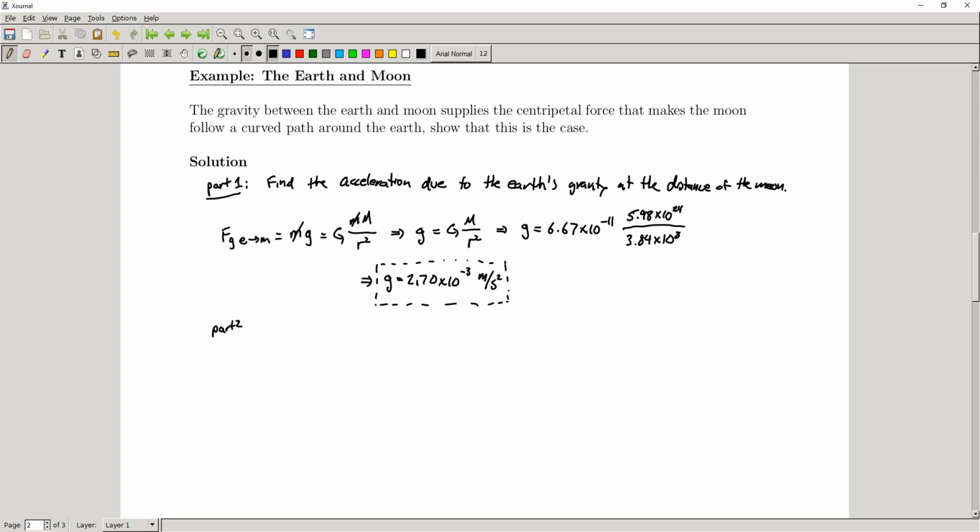So part 2, we are going to want to calculate the centripetal acceleration, which we know is equal to v squared over r, which we also know is equal to r omega squared. And in this case, we're going to use the second equation. So we want the centripetal acceleration that's necessary to keep the moon rotating around the Earth, right? And so, what do we know? Well, we wouldn't know this, but we would look this up.